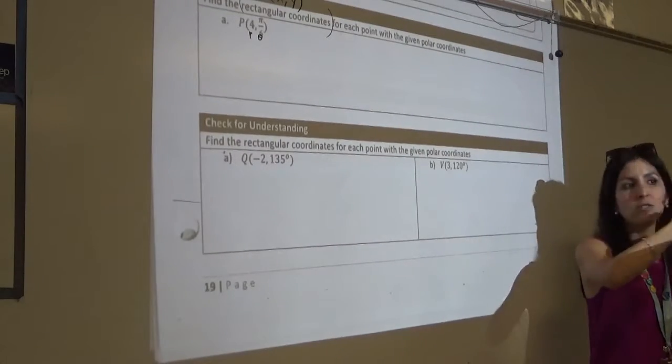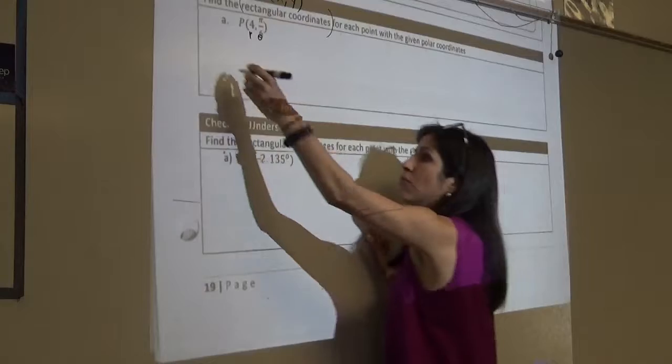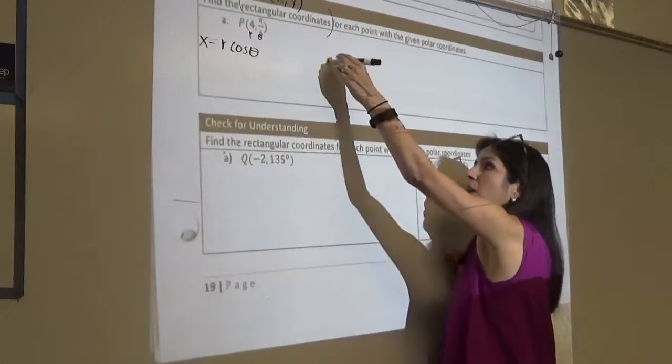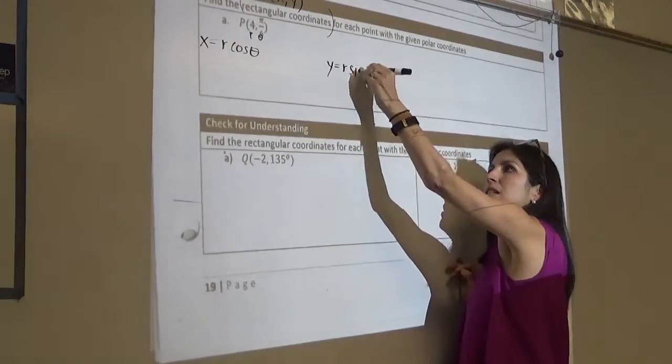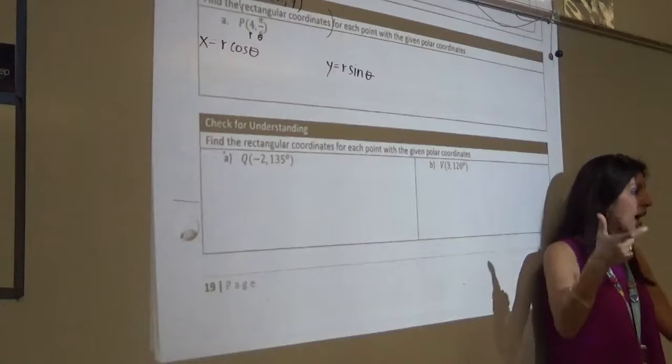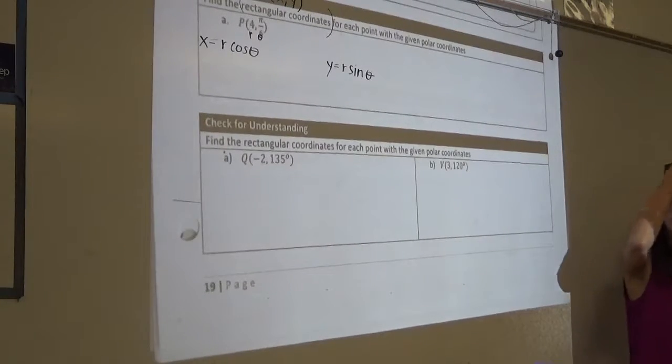My best practice: start with your formulas. Record them on your paper. Two formulas are x equals r cosine of theta and y equals r sine of theta. Always start by recording those so that you know exactly what formulas are going to be important for you in this process.